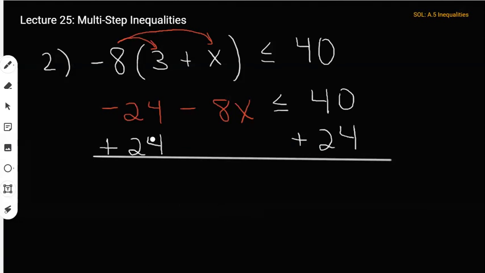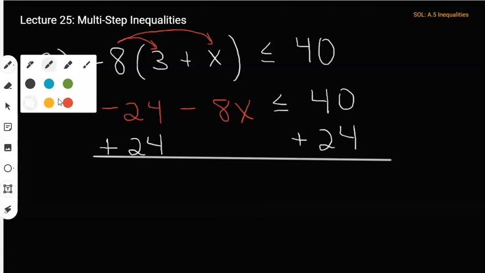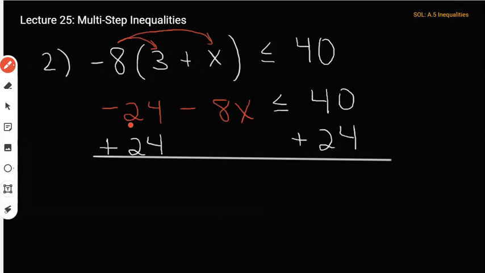So what that does is it's going to cancel out the negative 24 and the positive 24. Those can be crossed out. Now I'm only left with a negative 8x on this side. And then if I add 40 to 24, you should get 64. Yep. Should be a negative 8.